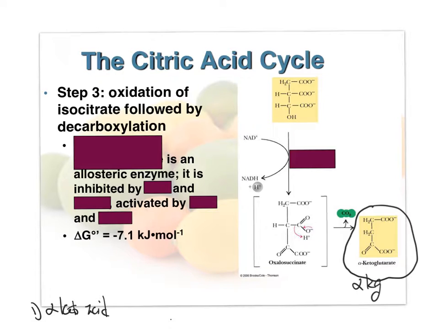Let me just draw it out bigger. CH2. So this is alpha ketoglutarate. It's an alpha keto acid. Where have we seen an alpha keto acid before? What was the other example? Alanine. And so when we did alanine, what was the part that we changed to an NH3, or to the amine?